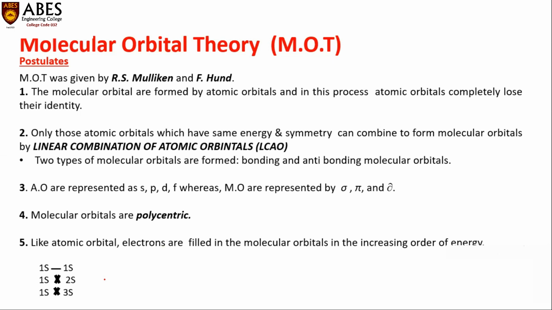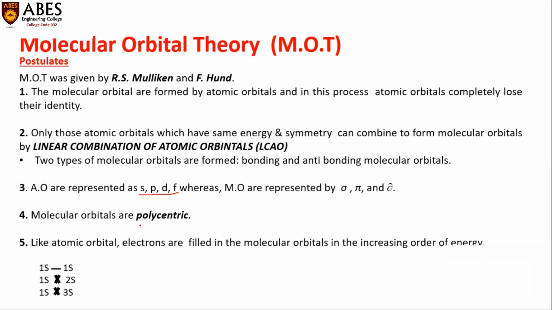Two types of molecular orbitals are formed, in which one is the bonding molecular orbital and another is the anti-bonding molecular orbital. And atomic orbitals are represented by s, p, d, f, whereas molecular orbitals are represented by sigma, pi and delta. Molecular orbitals are polycentric and atomic orbitals are monocentric.